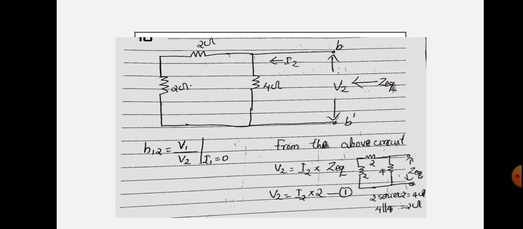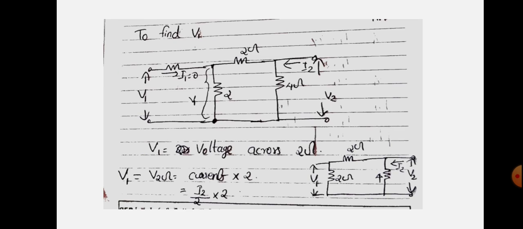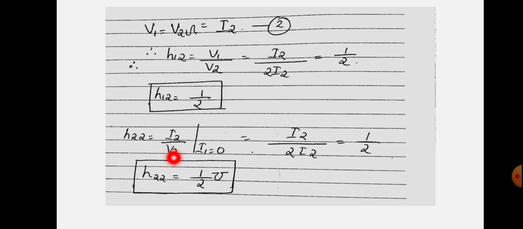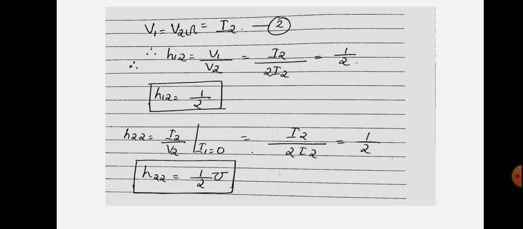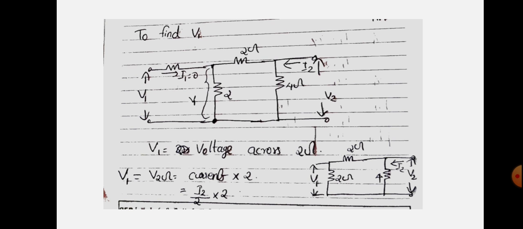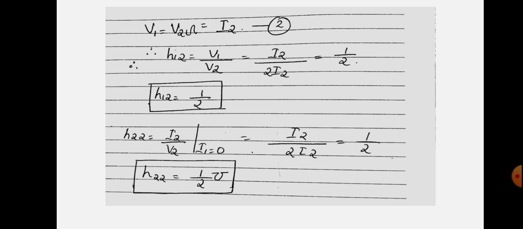Next, the quantity you want to find out in the equation is H22 equal to I2 by V2 with the input terminals open circuited, that is I1 equal to 0. So H22 will be equal to I2 by V2. You can utilize the same circuit here. What is the value of V2? What is the equation of V2? V2 is equal to 2I2, using the same circuit. So I2 and I2 get cancelled and you will get 1 by 2.